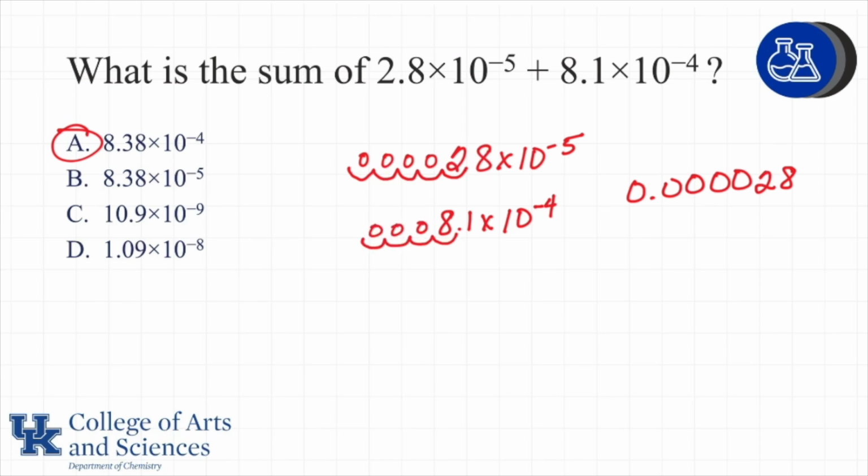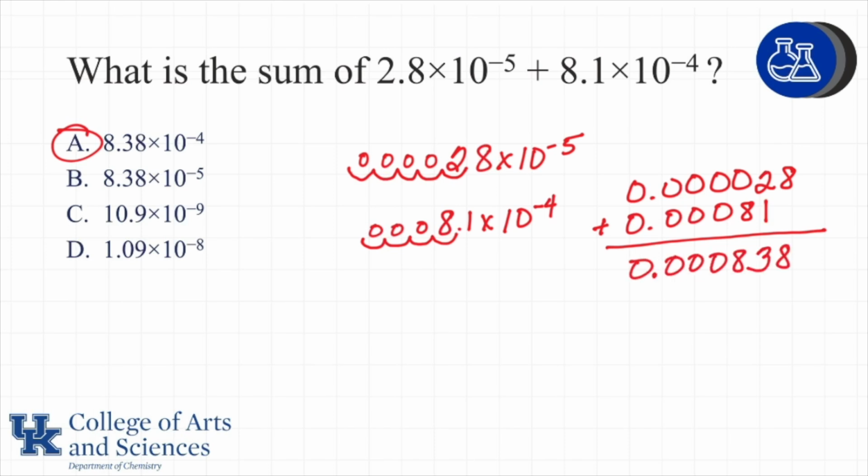We look at our second value, we get that into standard notation, and we get 0.00081. We add those together, and then we move our decimal place over 4 places. It's less than 1, so our exponent's going to be negative, and we get 8.38 times 10 to the minus 4.